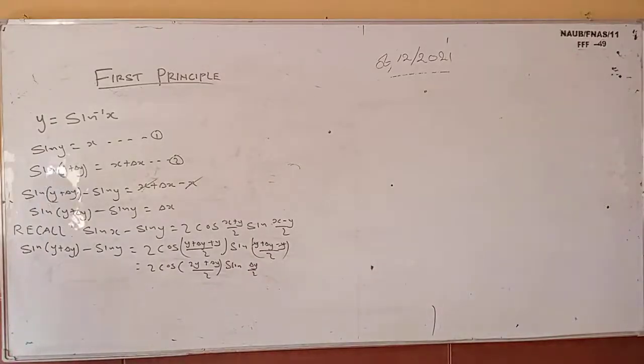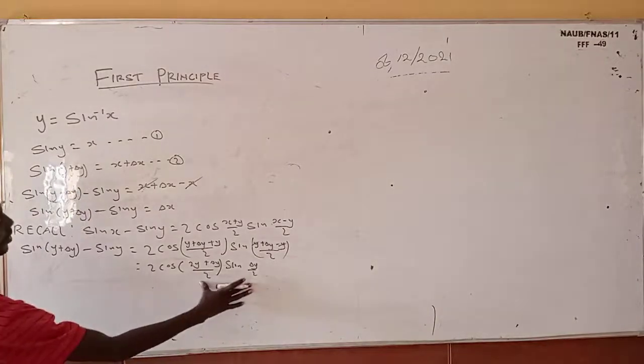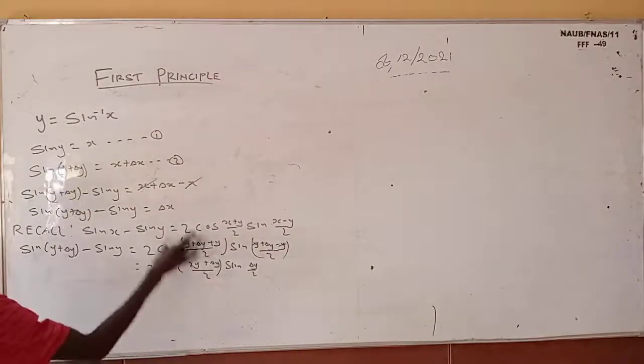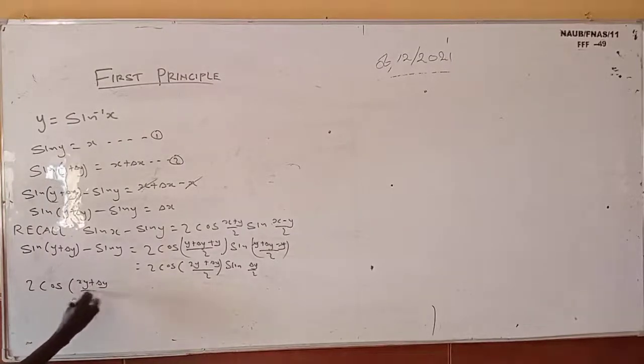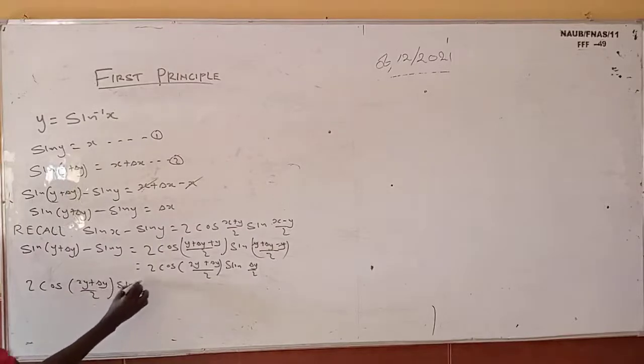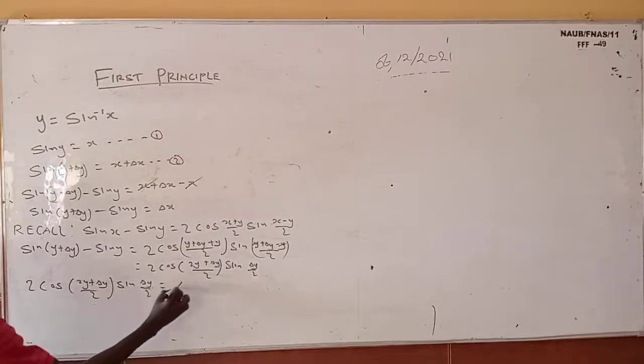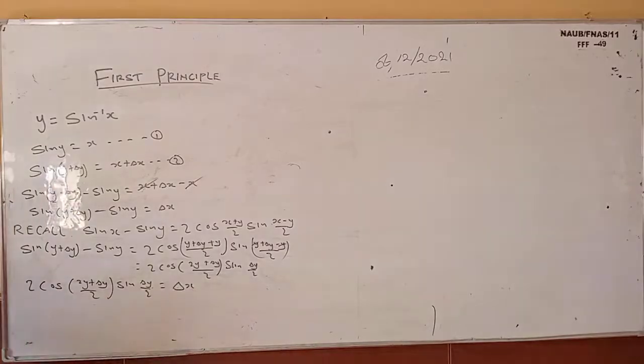Do you get that? So now we can go back to our work. So this now is equal to this. So we can now say this is equal to change in s. So it means that 2 cos of (2y plus change in y) over 2 sine of change in y over 2 is equal to change in s.